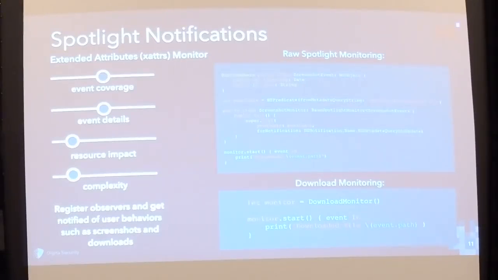We built, on top of that interface, specific monitors to look for downloaded files as well as screenshots. To make it super simple, you can just call download monitor.start, and now you're getting all the screenshots. So really easy. One thing to keep in mind with this particular monitor is that you're left with only looking at the files and directories that Spotlight actually indexes and looks at. So you don't get everything on the disk, only what is configured for Spotlight.